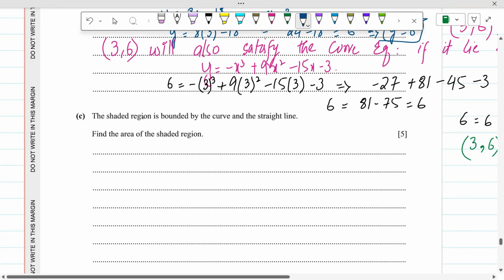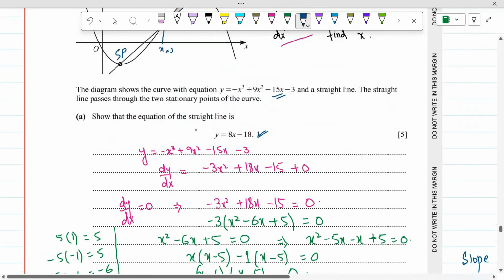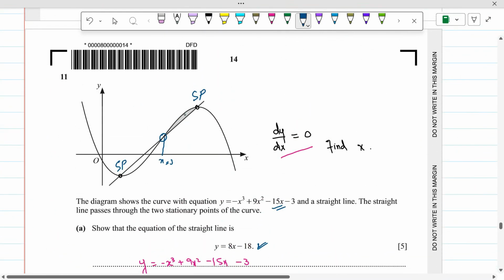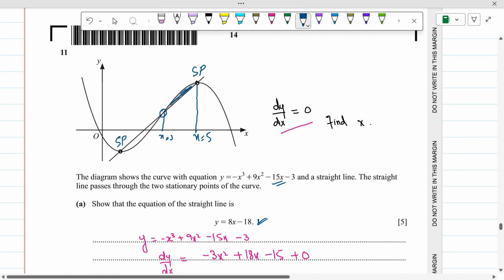Okay, part C. The shaded region is bounded by the curve and the straight line. Find the area of the shaded region. You can see that the shaded region lies here, from x equal to 3 to the x coordinate of the stationary point which is x equal to 5, and this other stationary point has the x coordinate x equal to 1. The shaded region lies from x equal to 3 to x equal to 5, and this area is under the curve and above the line.